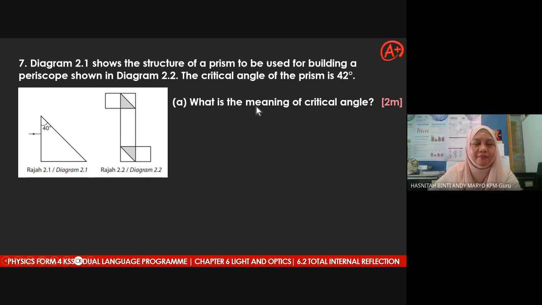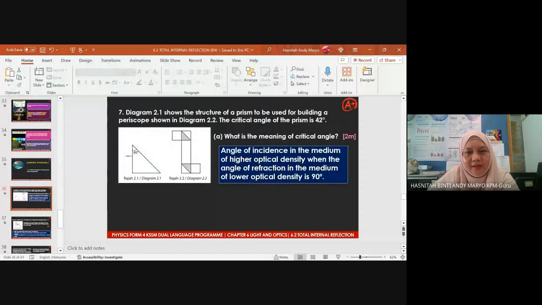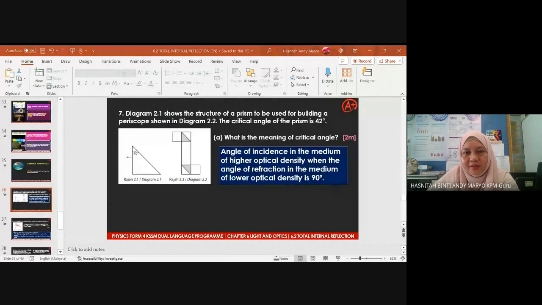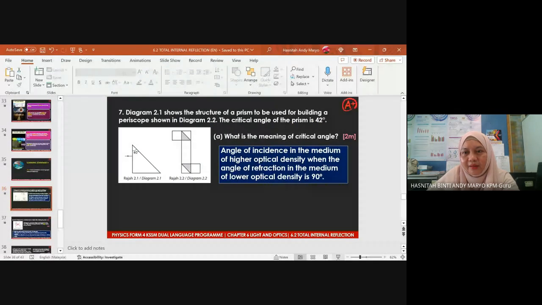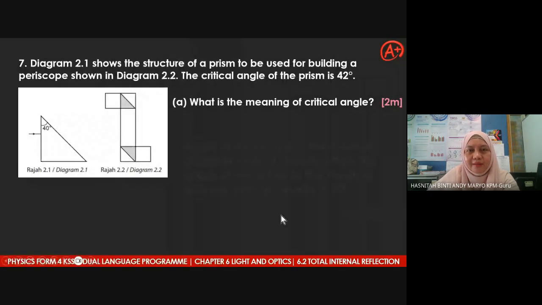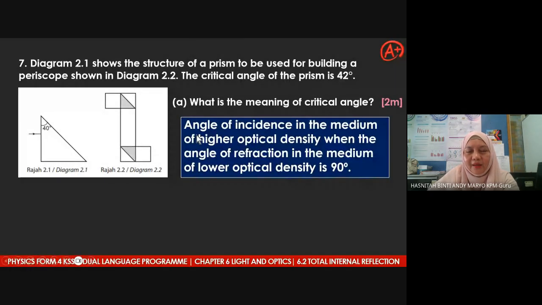So first, what is the meaning of critical angle? Okay, anyone, what is critical angle? What is meant by critical angle? Okay, anyone, you can type your answer in the in-call messages. Okay, you can write your answer there. So critical angle is, I think this one is given, right? The answer. I forgot to erase it, if I'm not mistaken.